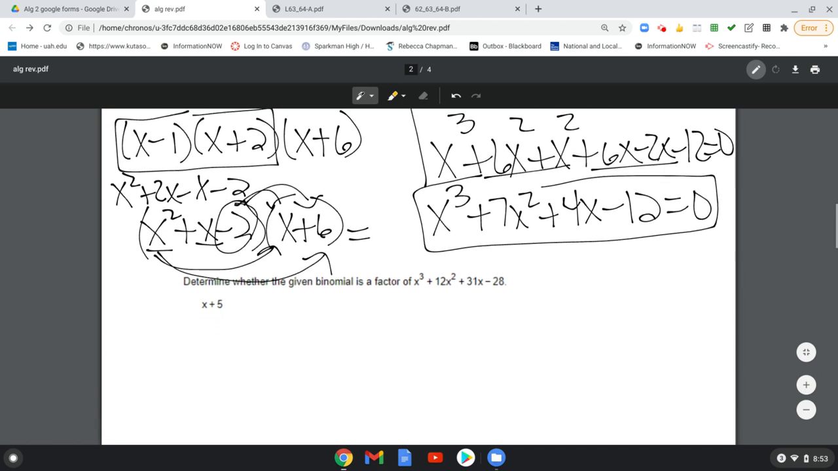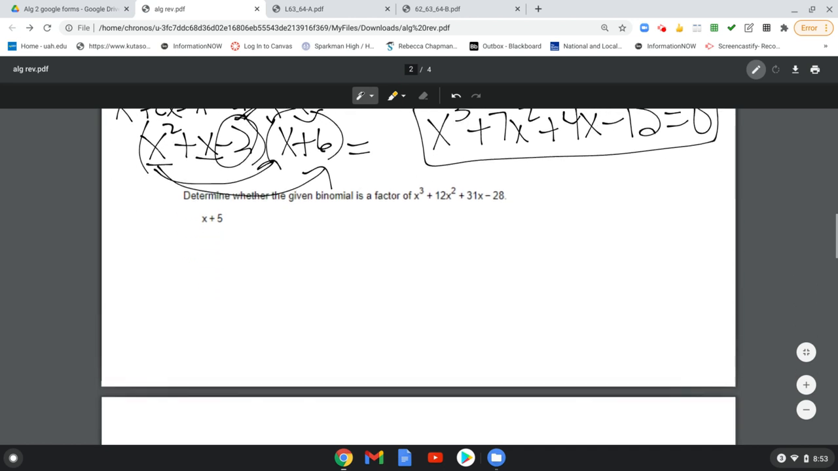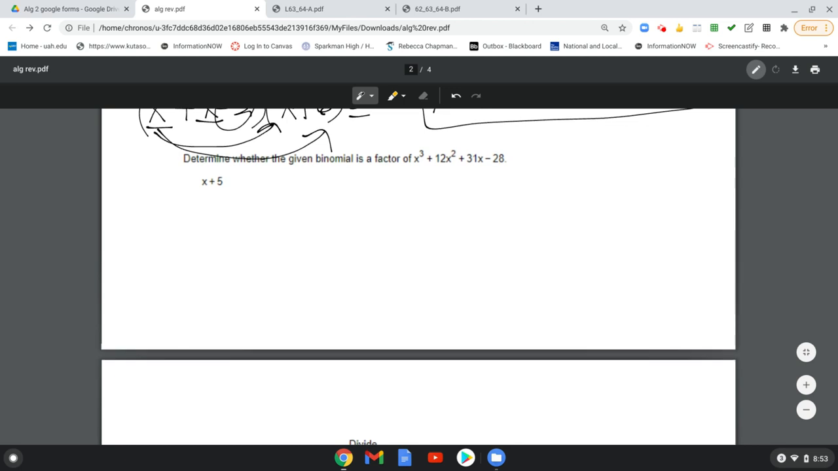Now, in the next set of questions, we're going to do some synthetic division. To determine whether a given binomial is a factor or not, you're going to do the division and you want the remainder to be a 0. If the remainder is 0, then x plus 5 is a factor of the given polynomial. If the remainder is not 0, then x plus 5 is not a factor. Now remember, I see x plus 5 here, but I need to divide by the opposite of that.